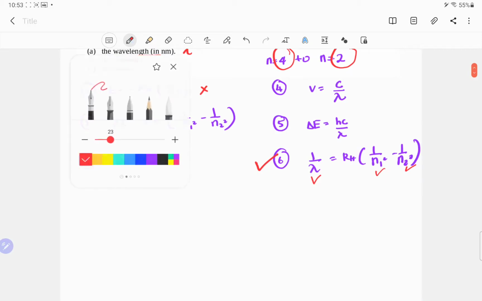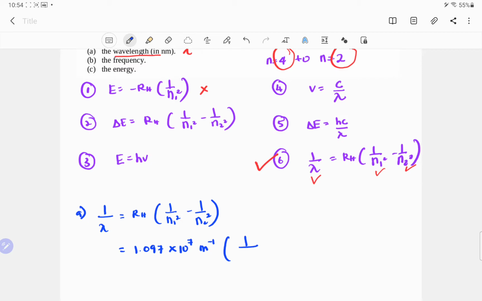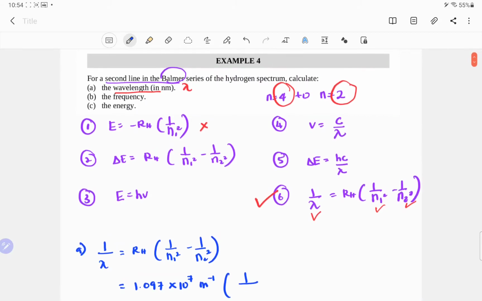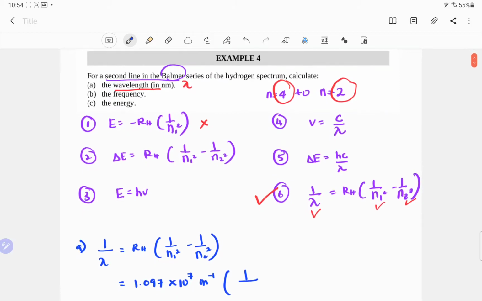So we come out with formula number 6. This one is for A: 1 over lambda equals RH times 1 over n1 squared minus 1 over n2 squared. The RH value is 1.097 times 10 to the power of 7, in unit per meter. Since lambda is a length, it must have a positive value. So to make it positive, the bigger one must be minus the smaller one.